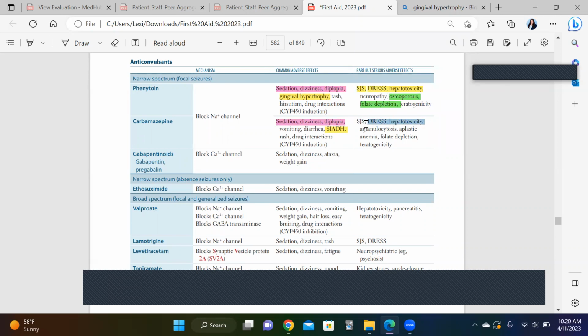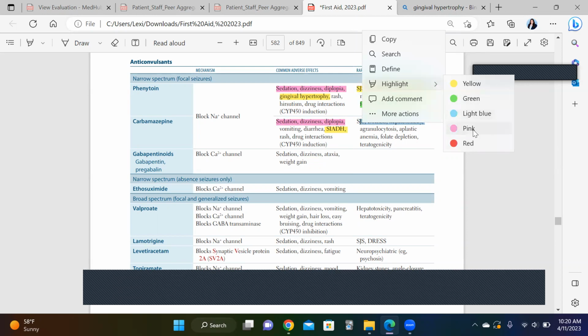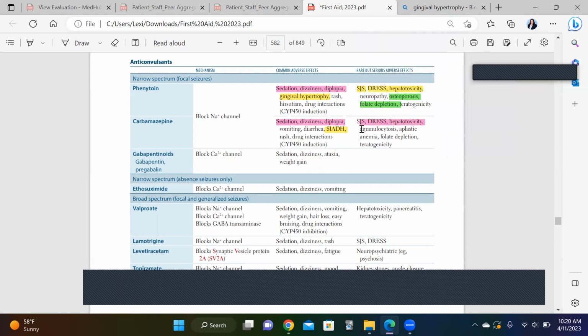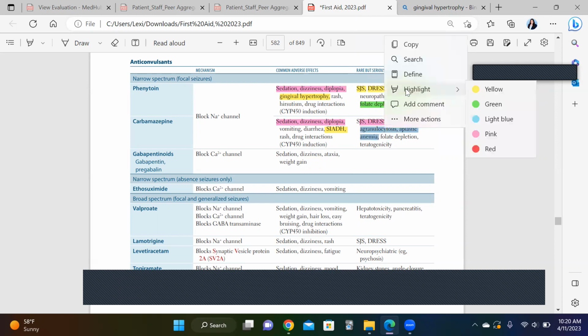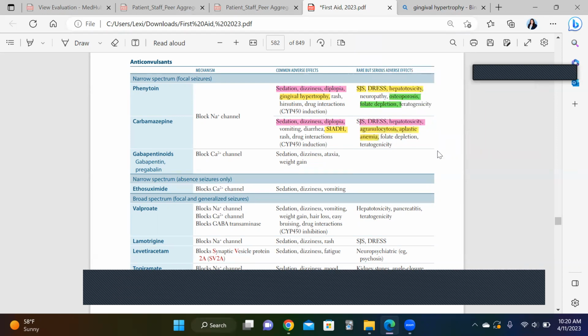So we don't care. I mean, we care, because they're serious, but we don't care because they're not special, if that makes sense. Agranulocytosis, aplastic anemia. What is agranulocytosis? That's when we have no granulocytes, no neutrophils.